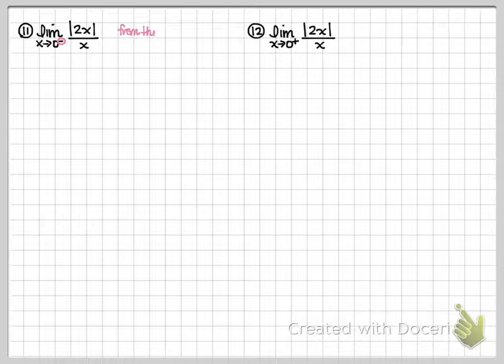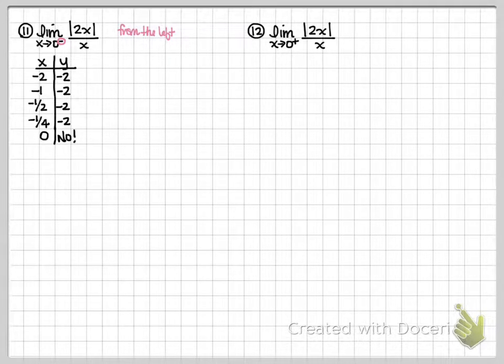All right. So we graphed something like this. So why don't you go ahead and take a minute, and you can either make a table or you can actually create the graph. I think I'm just going to make a table real quick. So let's pause and see if you and I match. Okay, so I just picked values to the left of 0, started at -2 and just kept cutting my distance in half.